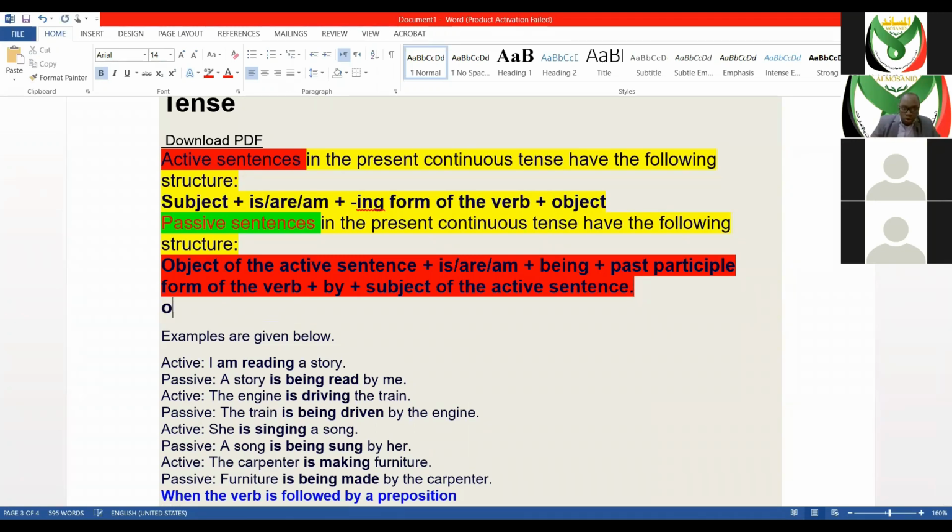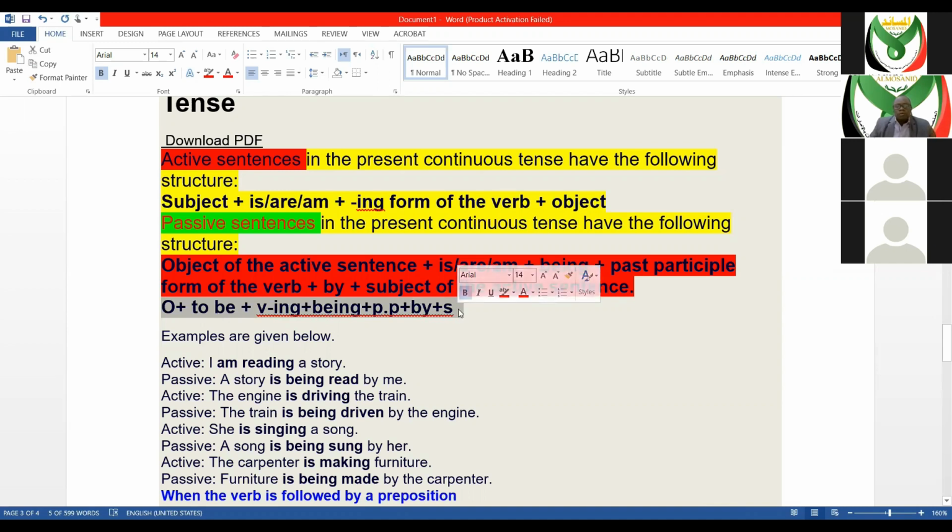Let us summarize it: object plus verb to be plus being plus past participle (pp) of the verb plus by plus subject. This is the rule in a short form for the active voice.